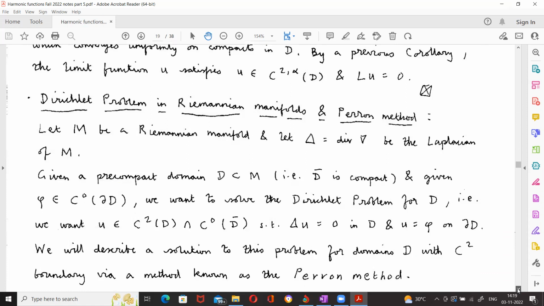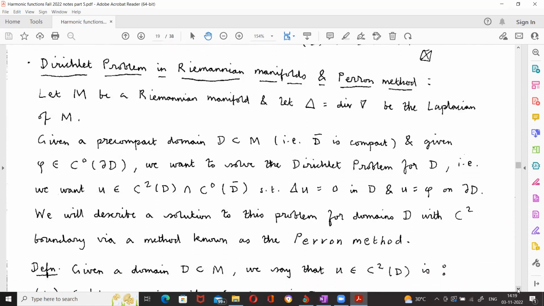So now we're going to move towards the solution of the Dirichlet problem in Riemannian manifolds, for the Laplace-Beltrami operator, for the Laplacian of a Riemannian manifold. And we're going to solve this using the Perron method. So let M be a Riemannian manifold and let delta, which is the divergence of the gradient, be the Laplacian of the Riemannian manifold M.